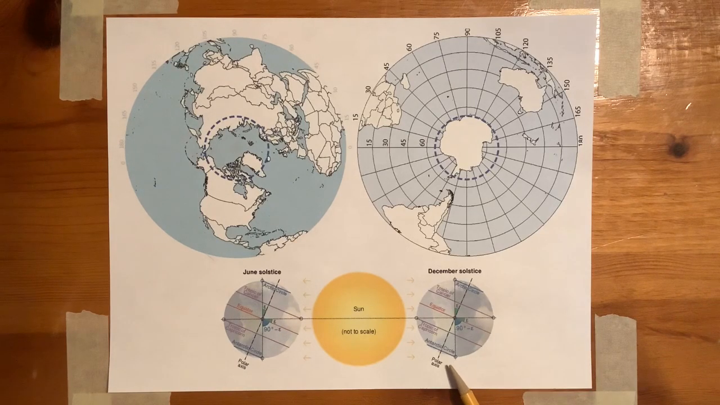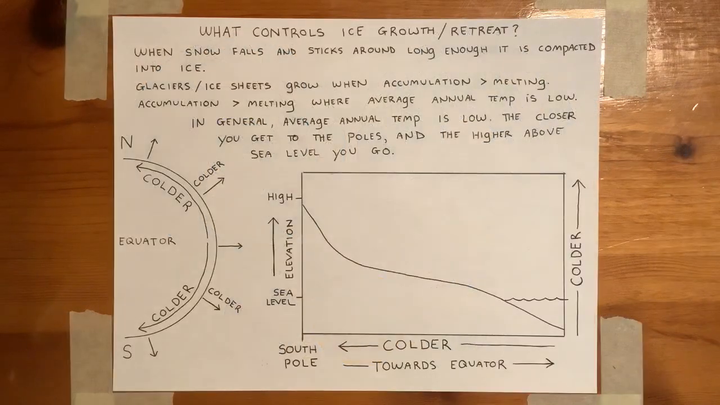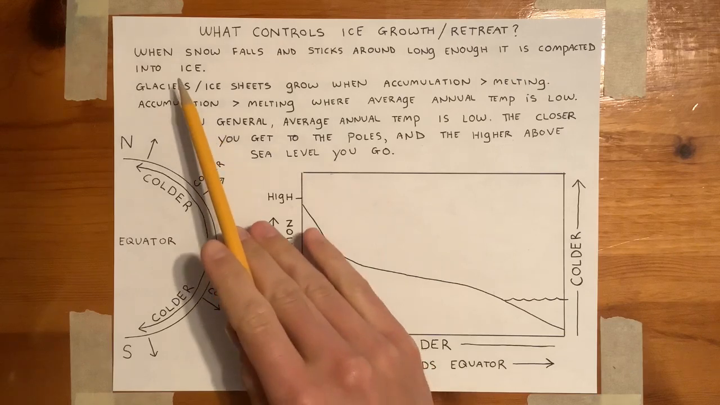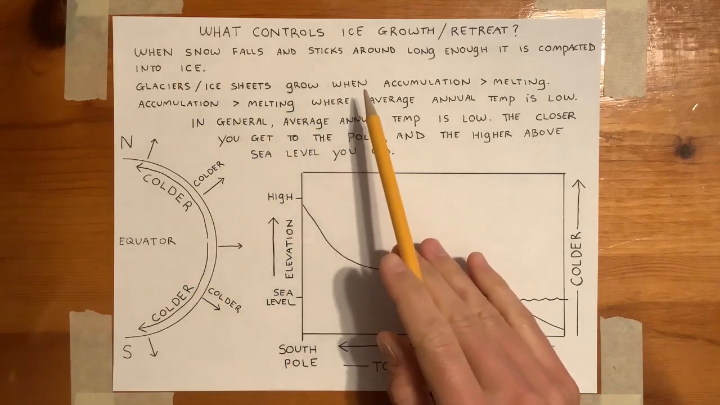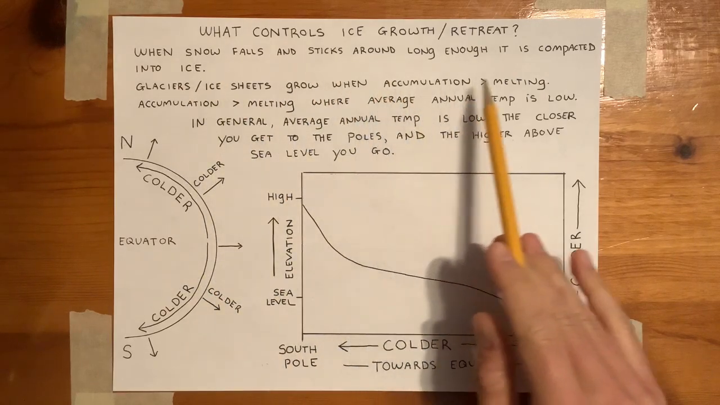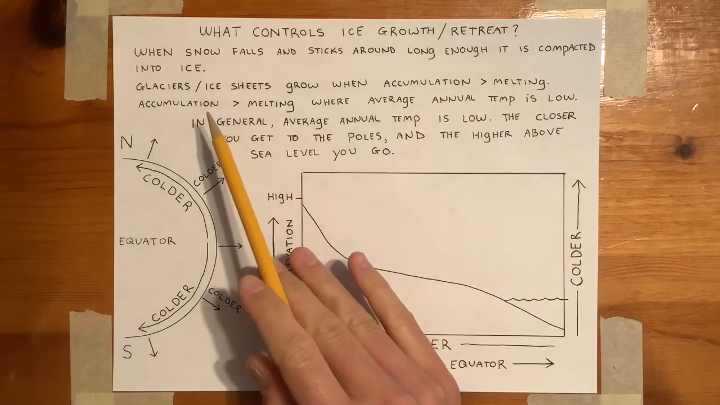Well, we already know that sea ice is not as stable as continental ice, but now we want to move forward and think in more detail about what are the factors that control the growth or the retreat of continental ice sheets. So what controls whether or not continental ice will grow or retreat? It's a pretty simple idea. First, we should just know that when snow falls, if it sticks around long enough, right, if it doesn't melt right away, eventually that'll become compacted into ice.